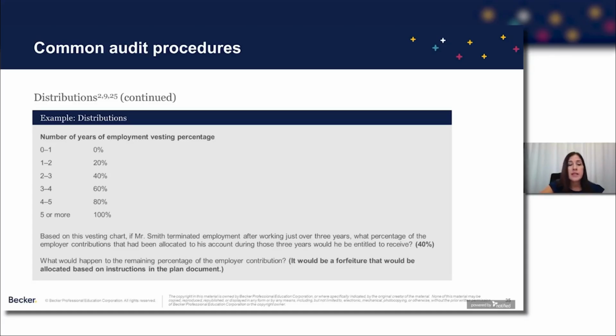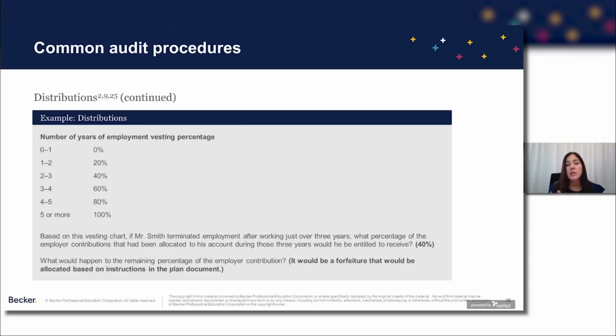So in this example, if Mr. Smith terminated employment after working just over 3 years, what percentage of the employer contributions that had been allocated to his account would he be entitled to receive? So in this case, he's been employed over 3 years, but less than 4. So it looks like he would be at the 40% vested. So if he's only vested at 40% of the employer contributions, then the remaining 60% is considered a forfeiture.